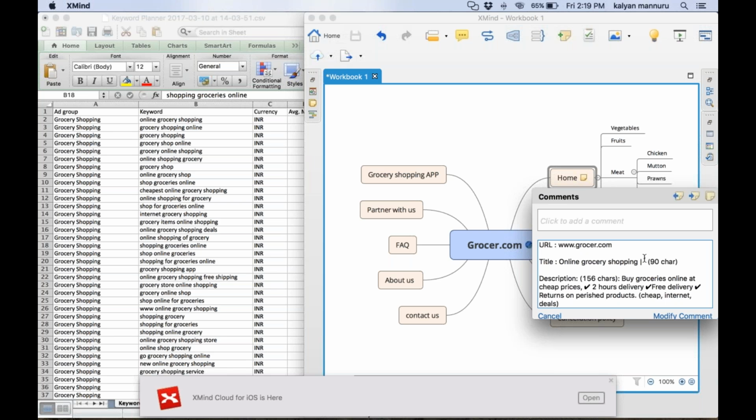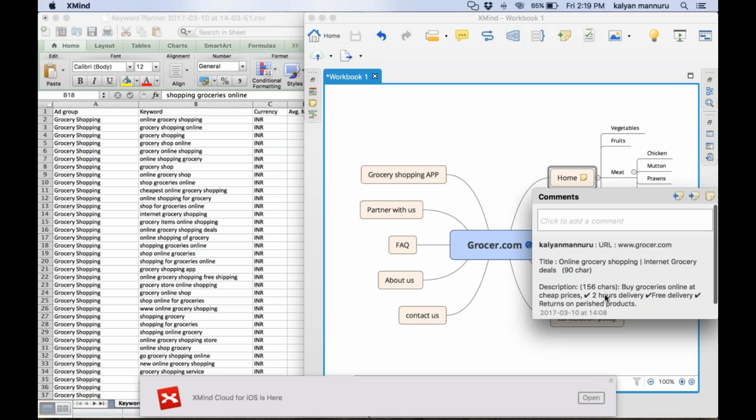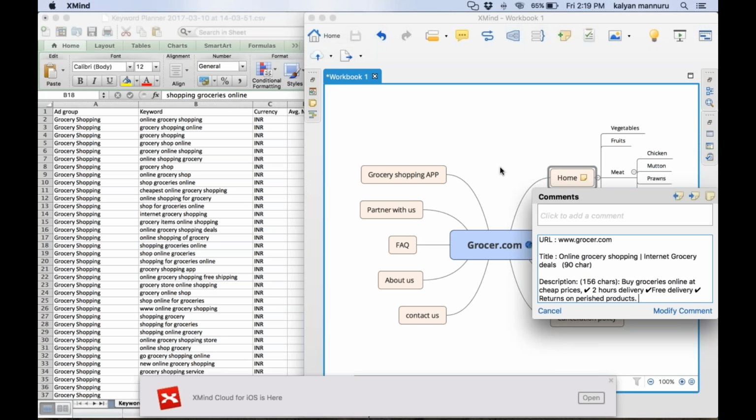So I'm going to use these keywords. I am going to say internet grocery deals, because this way I'm covering internet, I'm covering deals. Both have been covered by doing so. So only cheap has to be covered. I think it has been covered here in the description. So already these three are covered. Deals are covered, internet is covered, cheap is covered. That's how you can cover all the remaining keywords in your URL, description and title.